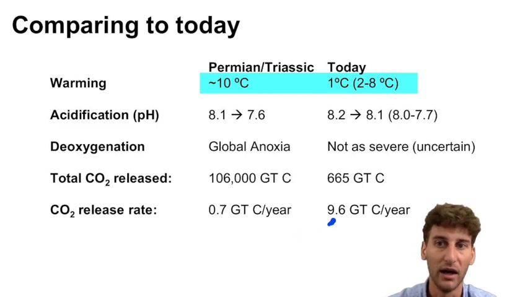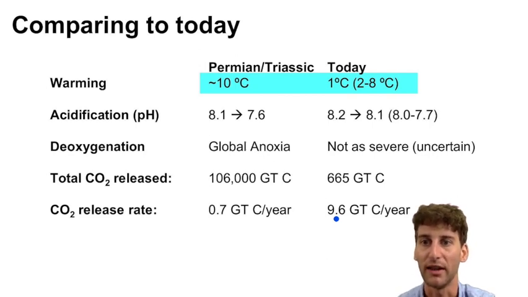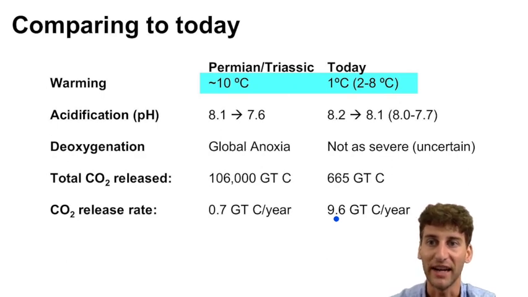But today, or at least over the past few years, the release rate has been around 9.6 gigatons of carbon per year. So in a velocity sense, we're actually beating this huge mass extinction. We just haven't been putting carbon in the atmosphere for as long. So that's a bit of a dire warning, but it's also a sign that we can turn back if we change our ways.